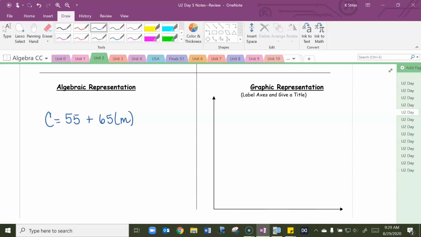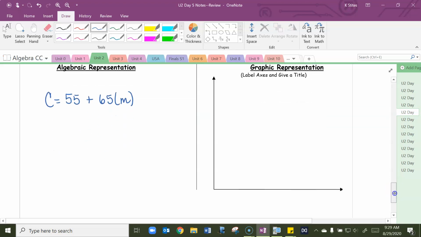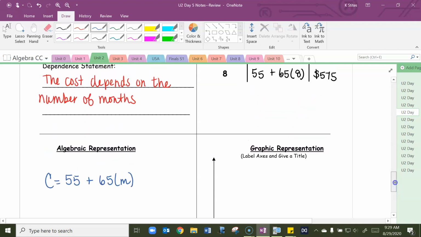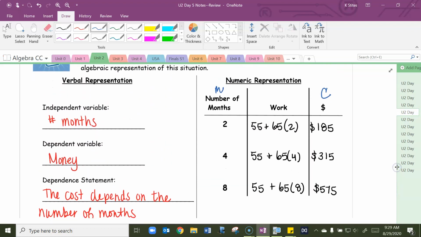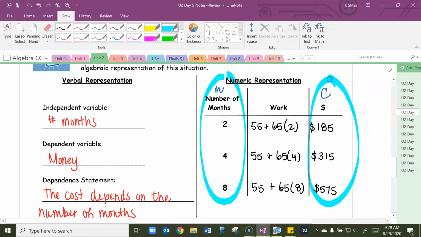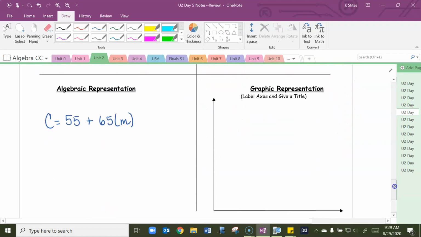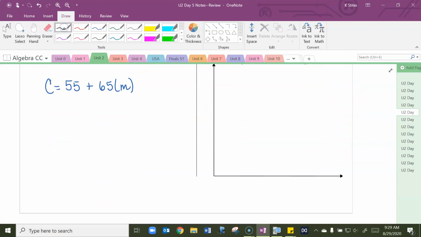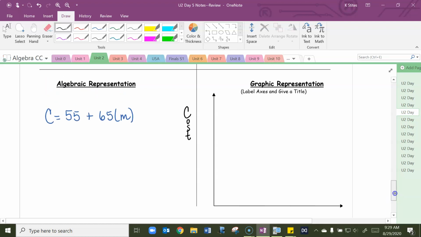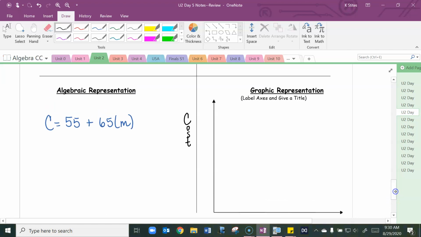Last thing we have to do is go ahead and graph. I'm also going to have us identify our scale. So x-axis is this guy, y-axis is this guy. Let's go ahead and do our labels. So number of months is on the x-axis, cost is on the y-axis. Do not forget a title. We're going to call this expensive.